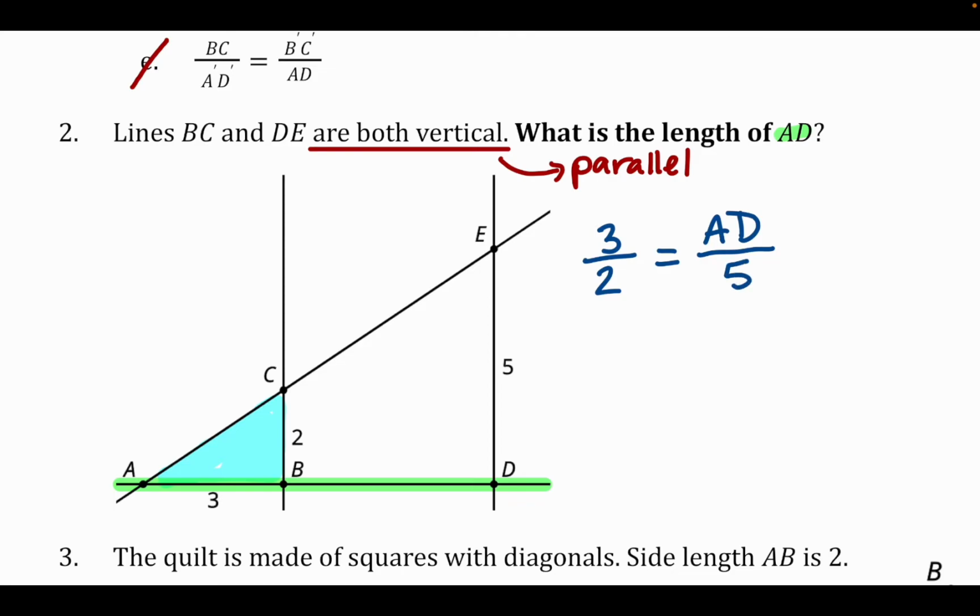And we just cross multiply to solve. So 2 times the length of AD is going to be 15, which means you divide by 2, and the length of AD is 7.5.